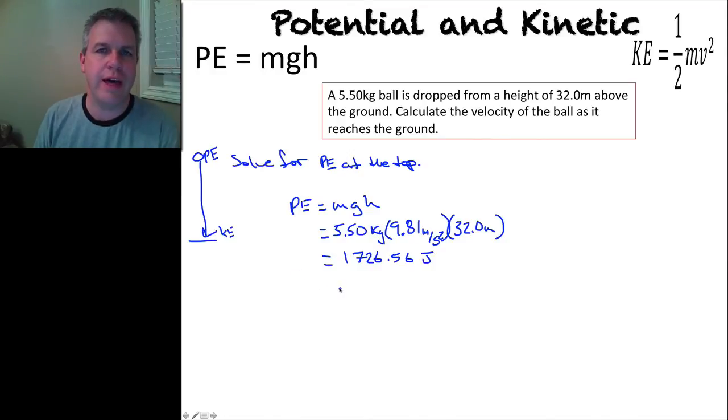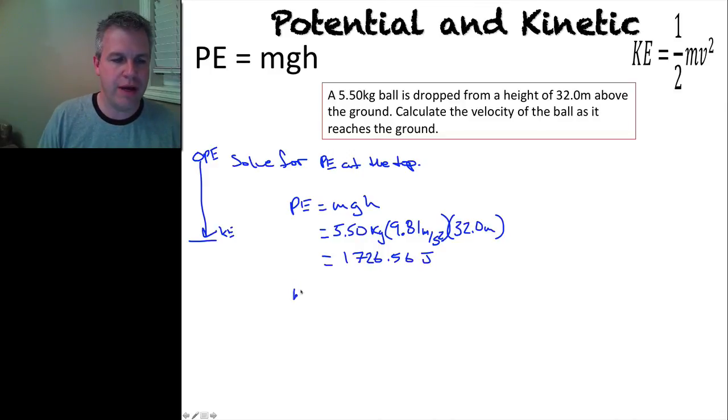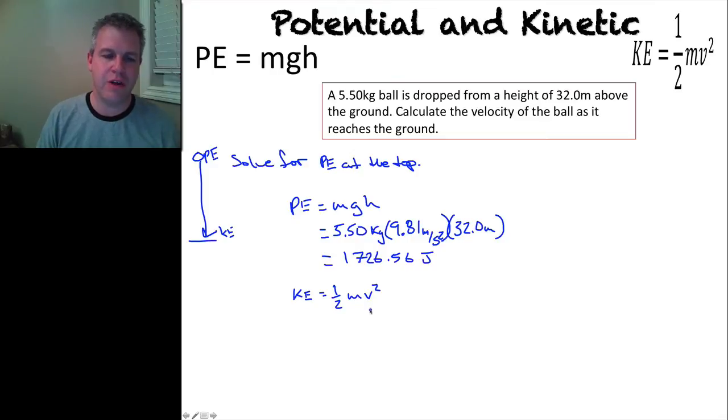That is the potential energy at the top. Now I know that the potential energy at the top is going to be equal to the kinetic energy at the bottom, because the energy is just transferred into kinetic. Therefore, my kinetic energy at the bottom is equal to 1/2 mass times velocity squared. Now I need to solve for velocity. What I want you to do is manipulate this equation and solve for the variable v before we do any of the math.